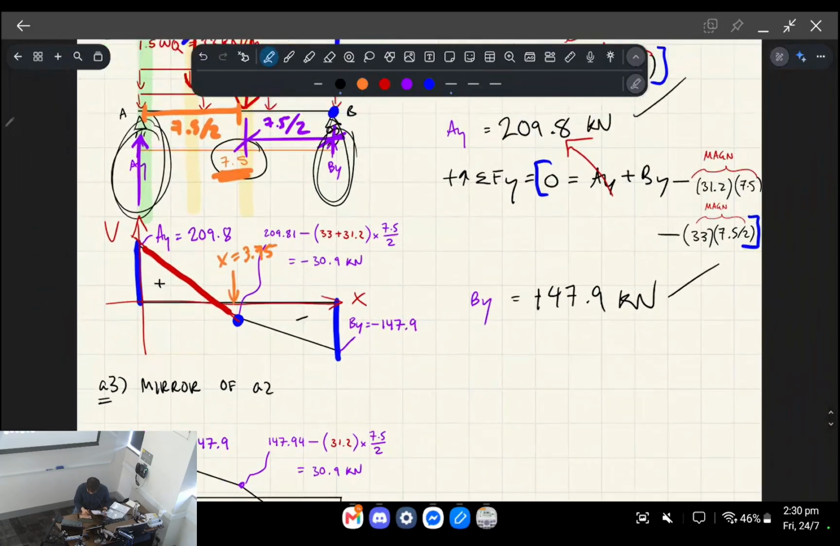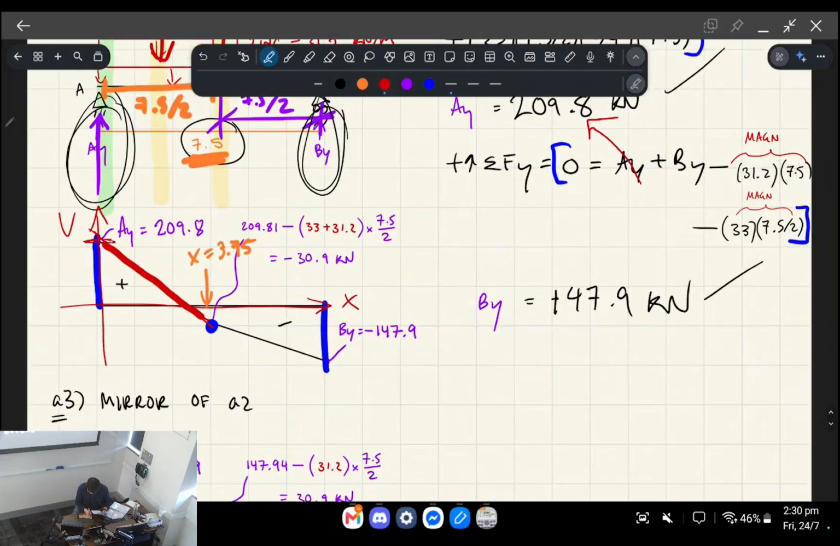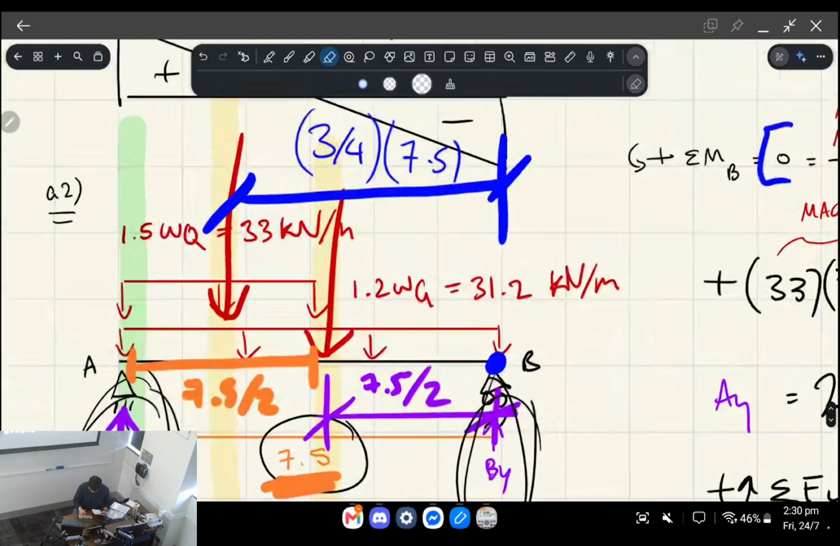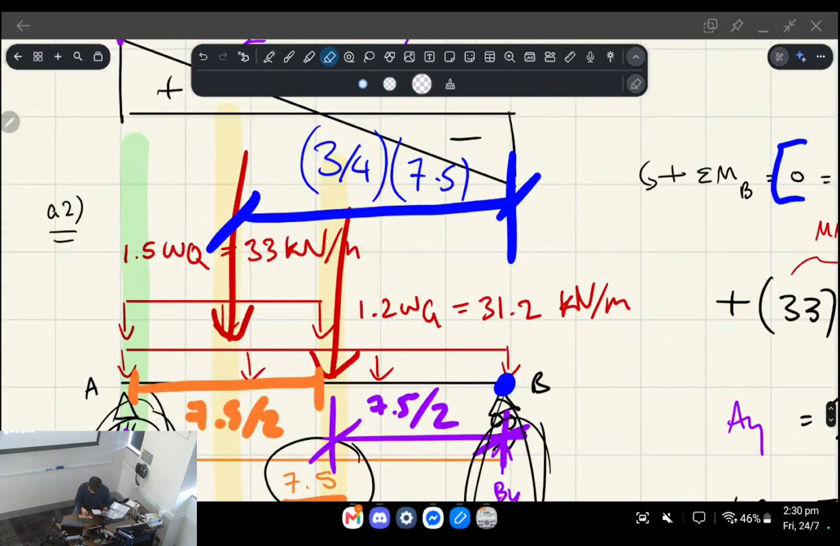So how do we get this straight line function? Well, you'll notice about this straight line function, if we say y is equal to mx plus b, V is y, equal to the gradient, which we'll calculate later, multiplied by x plus b. B is our y-intercept. So b is 209.8. So we know that AY is going to be the same thing as our y-intercept. So the gradient is what we're going to do next. The gradient for distributed loads on a beam.